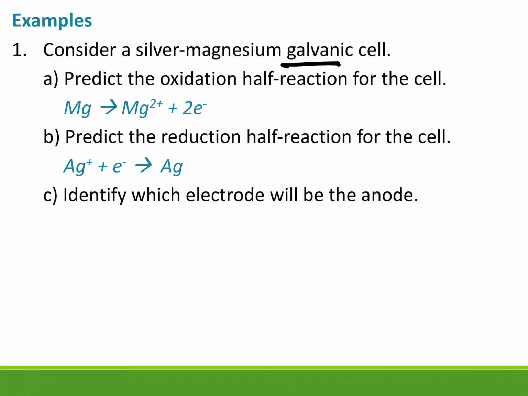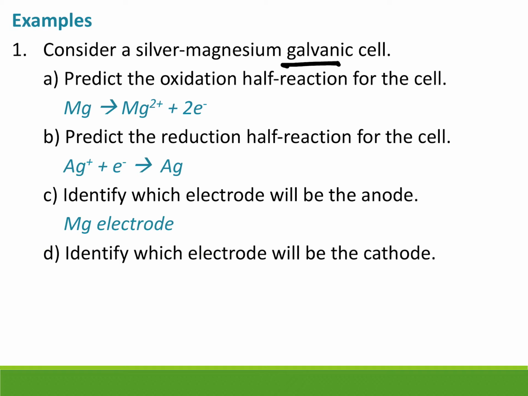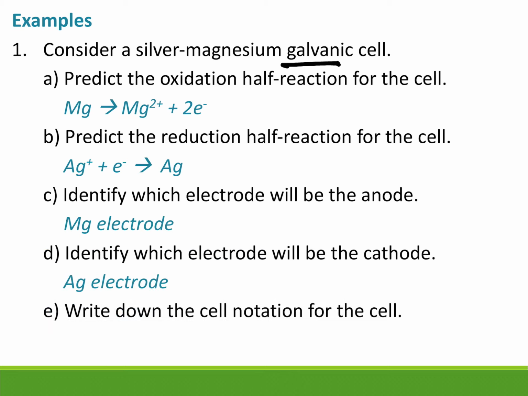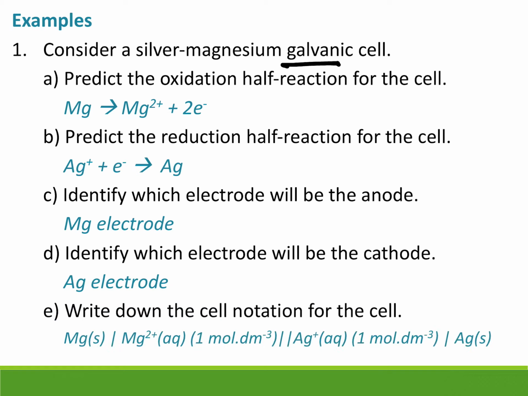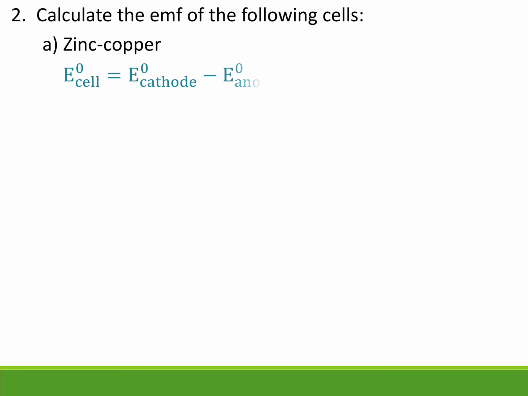All right. Which electrode is the anode? It's the one where oxidation takes place. It's the magnesium. Which electrode is the cathode? It's the one where reduction takes place. That's the silver. Done. And then they want the cell notation. You have done this so much in this section. So anode, magnesium gets oxidized. Cathode, silver gets reduced. Nice and simple. Nothing really difficult here. Okay, let's look at the next one.